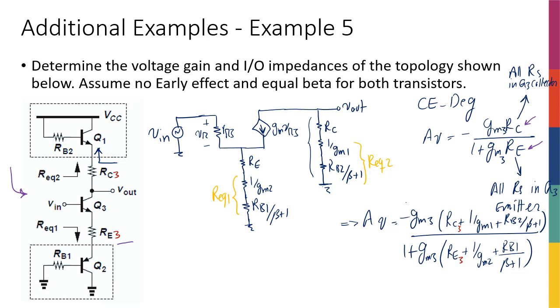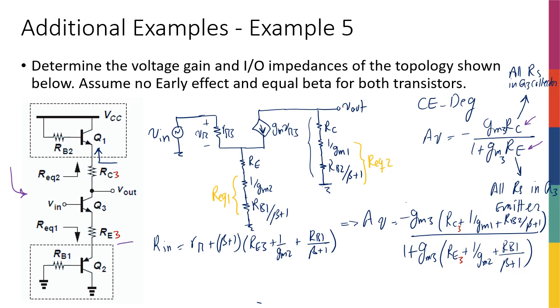Okay. In terms of input and output resistance, Rin is going to be, again, because input is at the base, an r pi plus beta plus 1 times whatever I have at the emitter, which is RE3 plus 1 over gm2 plus RB1 divided by beta plus 1.